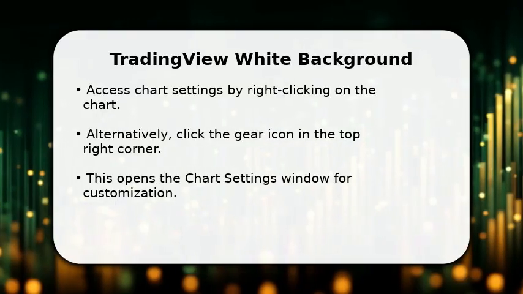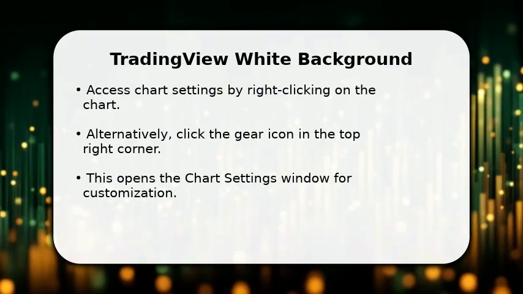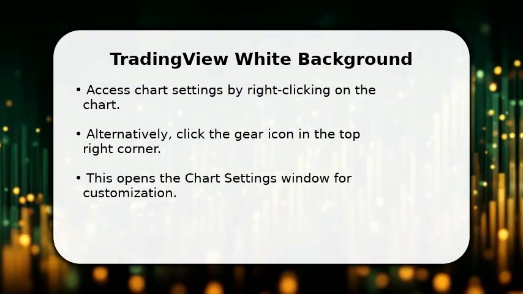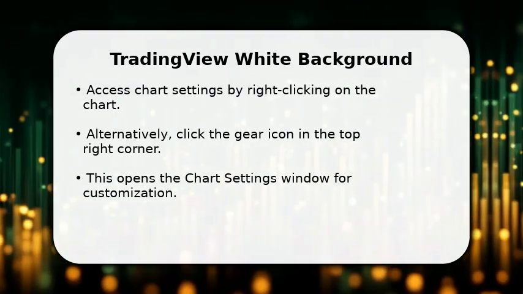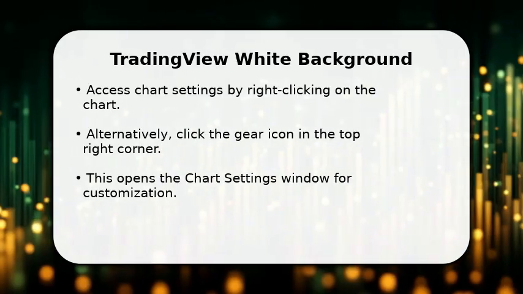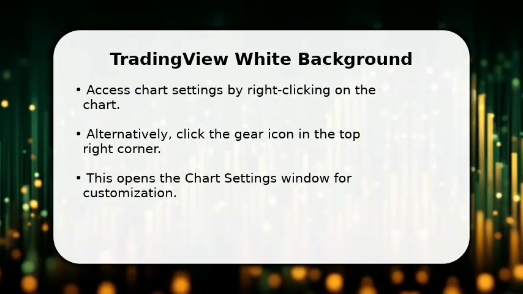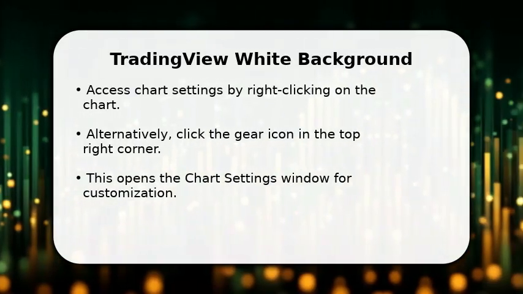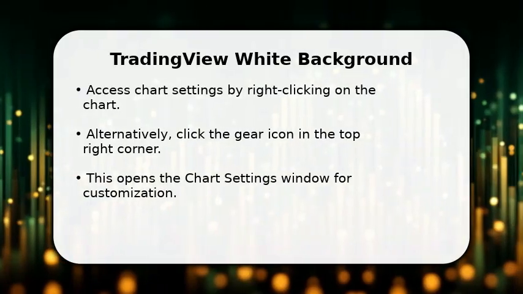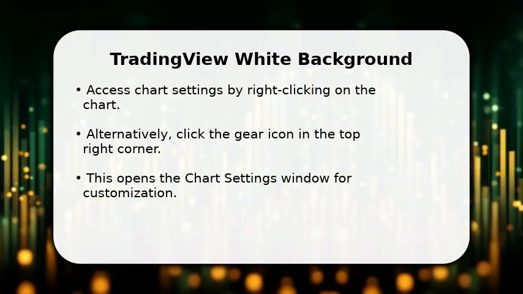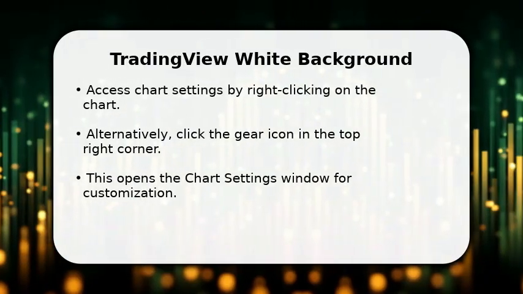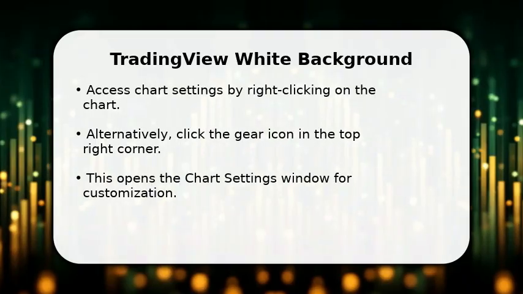In this video, I will show how to make your TradingView background white. First, open your chart settings. You can do this by right-clicking anywhere on your chart and selecting Settings. Another way is to click the small gear icon located in the top right corner of your chart. This action will bring up the chart settings window, where all your customization options reside.